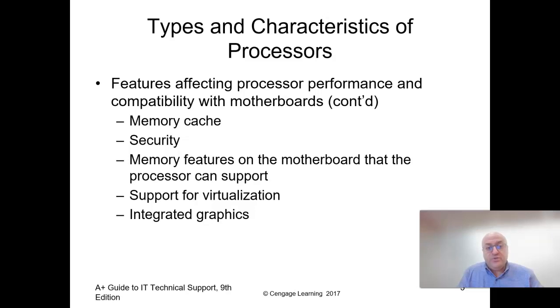The security of the processor means how the processor can receive information from different devices, because we know the processor receives most of the processing information from the RAM. But what if some data comes from the dual cards? Also memory features in the motherboard that the processor can support, for example, what if the processor doesn't support HDMI ports? The processor should also support virtualization. Virtualization is a new technique. We spoke about it in previous chapters, and as we go, we can mention virtualization.